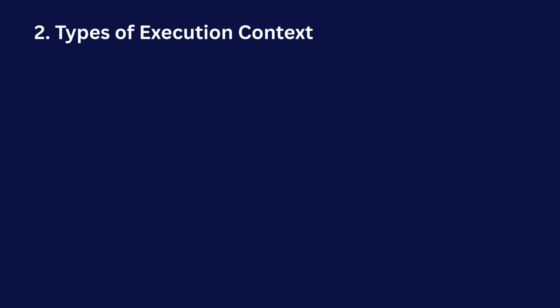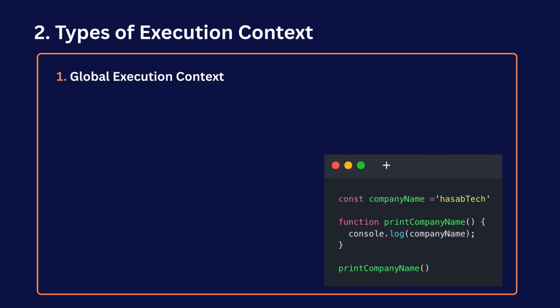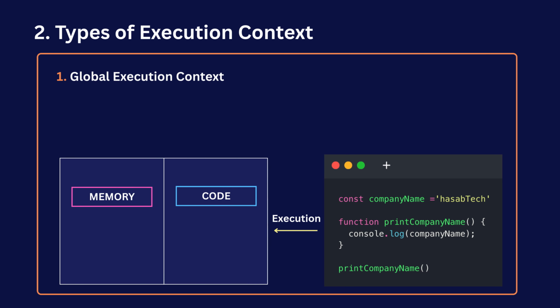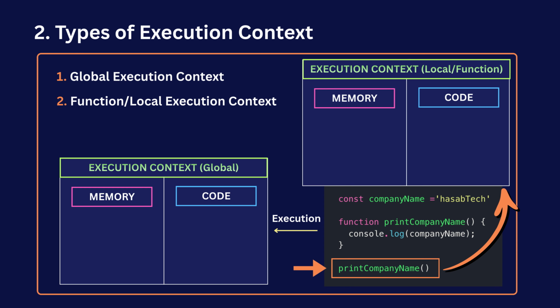Then the next term that we need to know is types of execution context. There are two different types of execution context. Number 1, global, which is created when a JavaScript engine first starts to run your code. This represents the global scope in JavaScript. And number 2, function or local execution context, which is created whenever a block of code like a function is called or invoked.